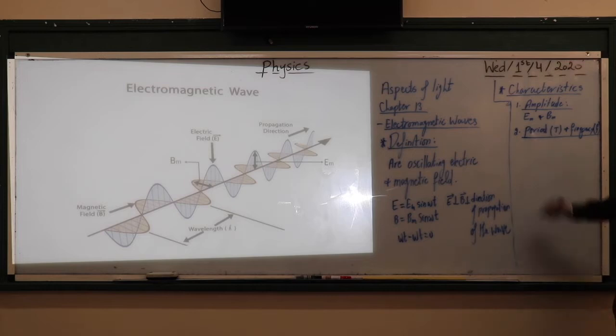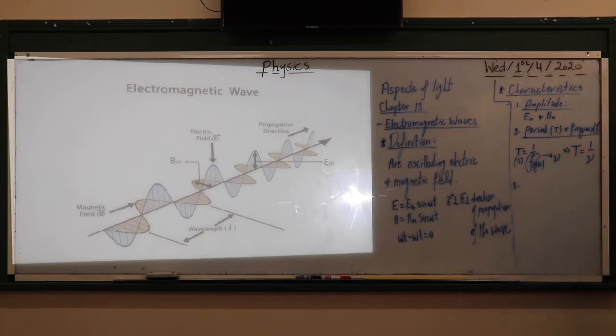The relation between them is T equals 1 over F. F is in hertz and T is in seconds. But from now on, we are going to change the notation of the frequency from F to a Greek letter called nu. So I'm going to change the notation of F from now on, so that T equals 1 over nu. From now on, when you see nu, it represents the frequency of the wave.